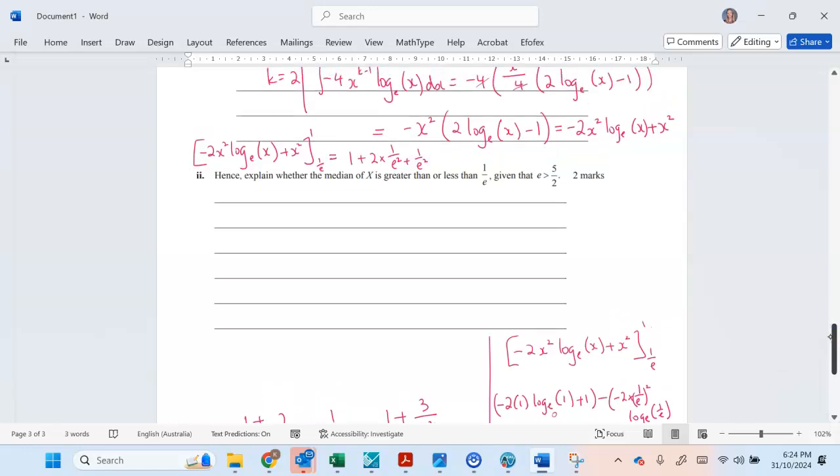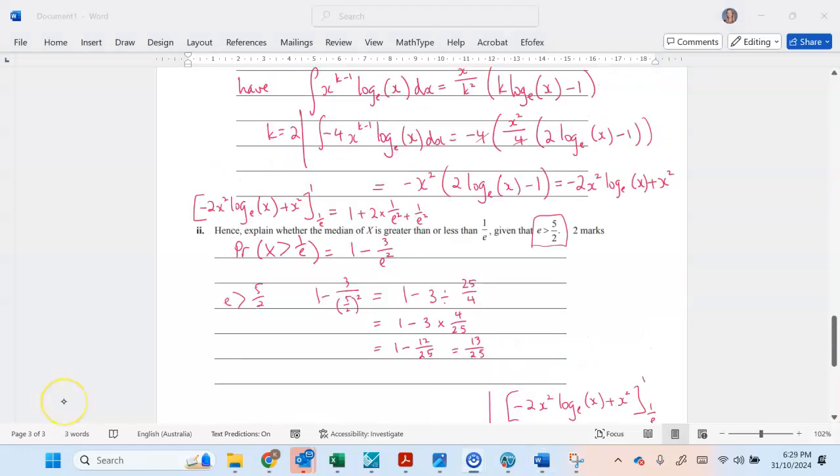Hence, explain whether the median of x is greater than or less than 1 on e, given that e is greater than 5 on 2. I did have to do this question not on the spot, just because there was a bit of thinking involved as to what to do. So you do have to show some calculation, and we're using the previous answer.